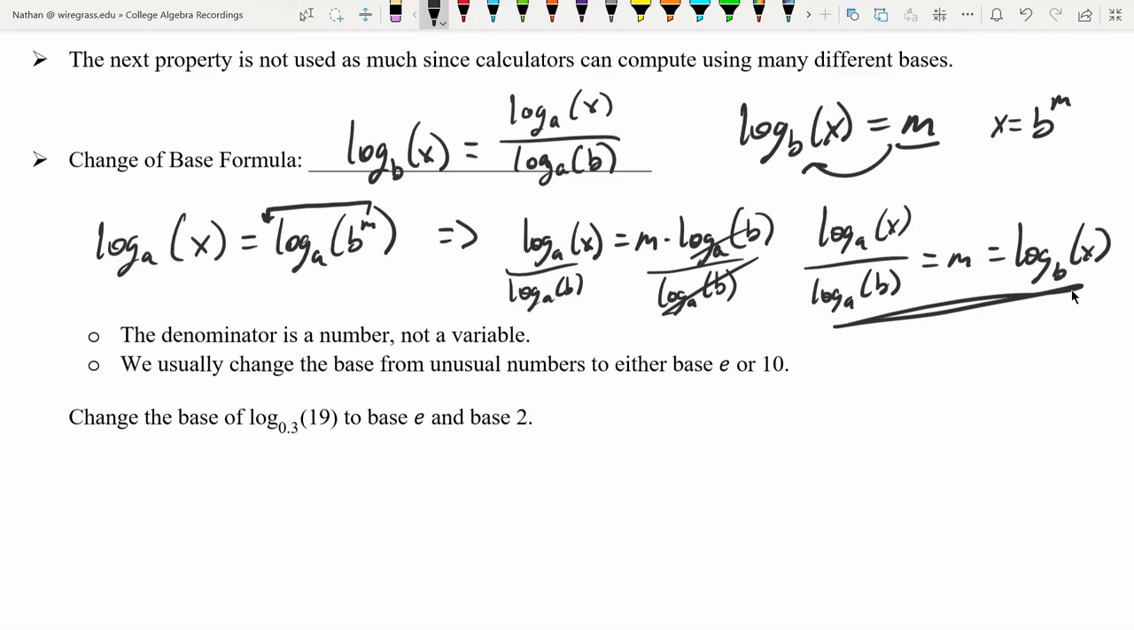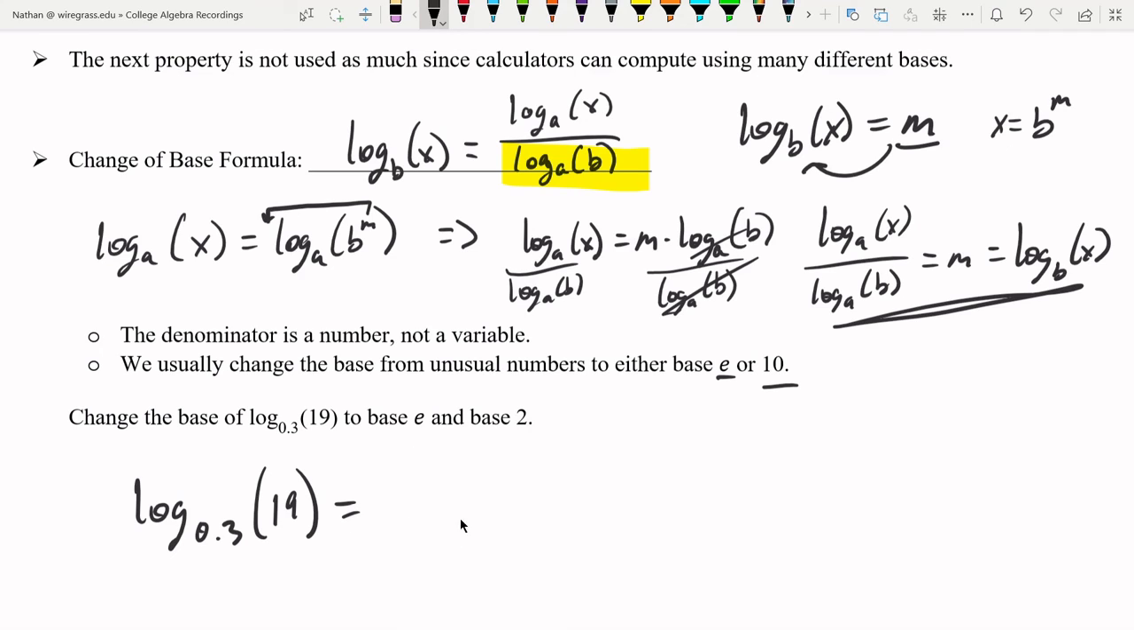It's important to note that the denominator of the change of base formula is log base a of b. a and b are just given numbers. Normally, when you're doing this in practice, x will have some variable in it, but b and a should both be given as a single number. So that's just a number on the bottom. And we normally change the base from some unusual base, like maybe 86.593, some random decimal base, to bases e or 10, because those are always the nicest ones to work in. Now, let's look at one, in this case, log base 0.3, that's an unusual base.